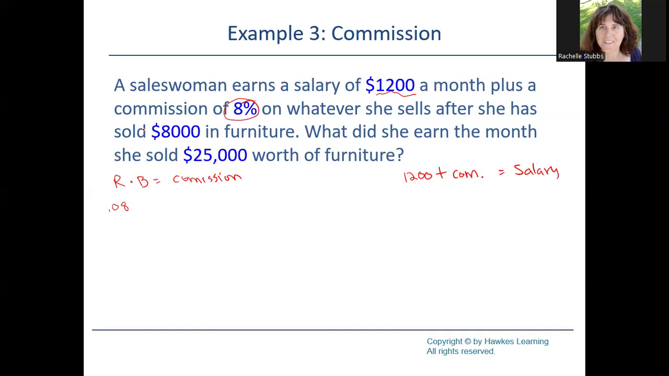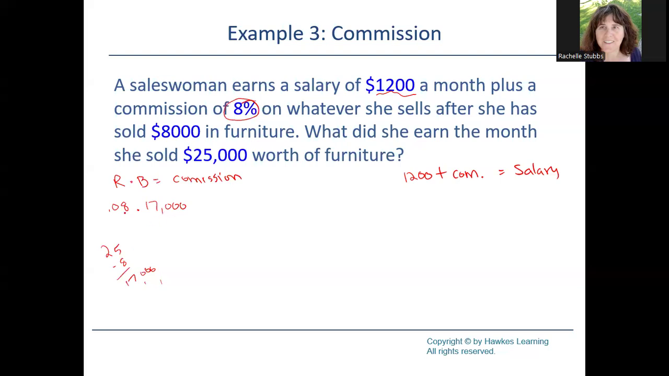But she has to sell $8,000 first in furniture. So what did she earn the month she sold $25,000? Well, remember, the first 8,000 she doesn't get 8% on. So what's left over after taking the first 8,000 from the 25,000? You would get 13? No, 17,000. Sorry. So the base that the commission is going to be is 17,000. I just need to do 25 minus 8. That's 17, 17,000.